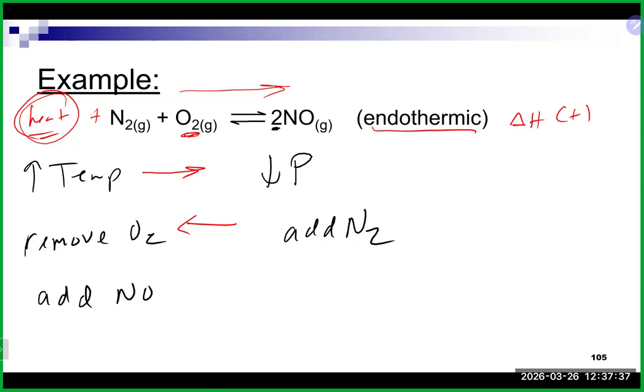If we add NO, again, that is a product. So now, again, more products than reactants, going to go away from that side, going to really kick off the reverse reaction in this case and head to the left.